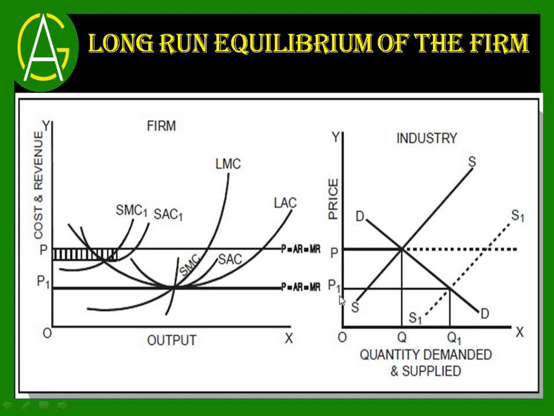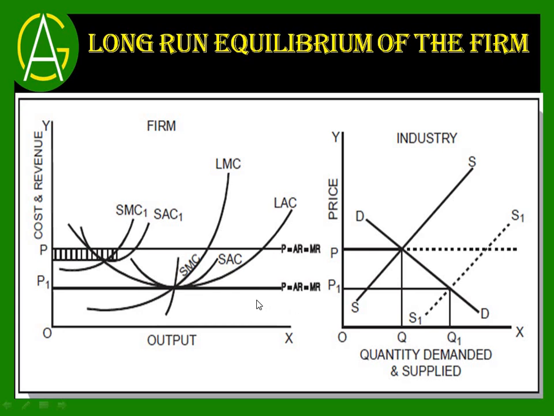The firm is again a price taker. When the price in the market decreases, the firm also needs to accept that decreased price. So the firm will also accept the OP1 price. So a new price curve, a new average revenue and a new marginal revenue are arrived at here.